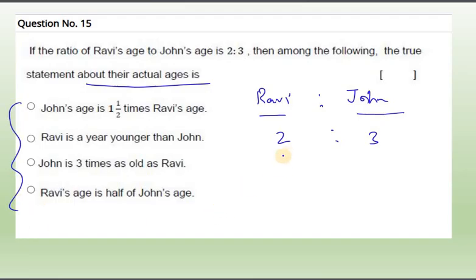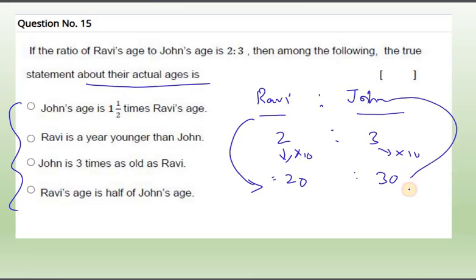Very easily you can do it. You can multiply this with any number. For example, I multiply this with 10 to get some value, and I also multiply this with 10. Same thing, multiply 10 here, 10 here, or 5 here and 5 here. So 2 10s are how much? 20. 3 10s are how much? 30. Now Ravi's age is how much? 20 years, for example. John's age is 30 years. Now we will see one by one which is true.